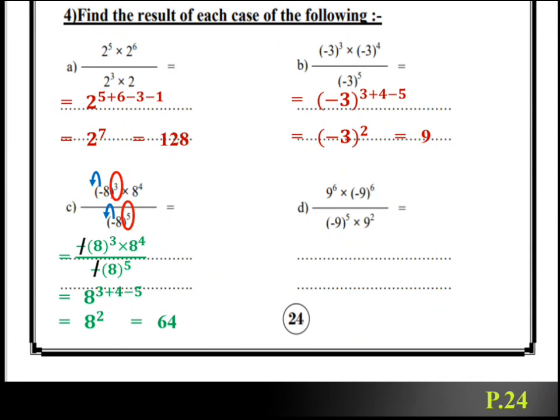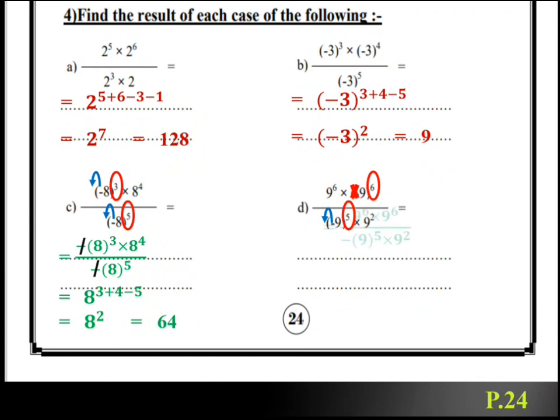And letter D. Here we have 9 power 6 times negative 9 power 6 over negative 9 power 5 times 9 power 2. At first, look at the powers: 6 up and the 5 down. 6 up means even number, and the even number will cross the negative, okay? So we don't have negative sign here. And what about the 5 down? It's an odd number, so it will kick the negative sign outside the bracket.